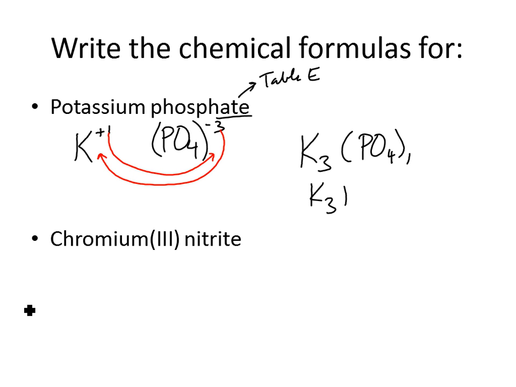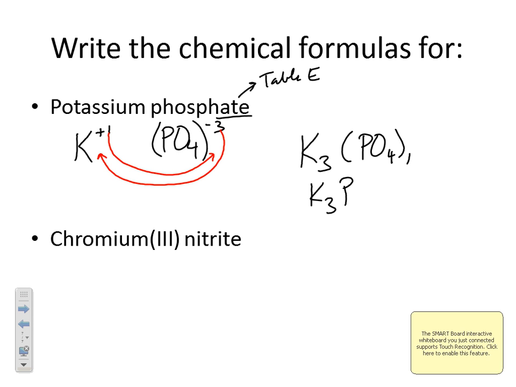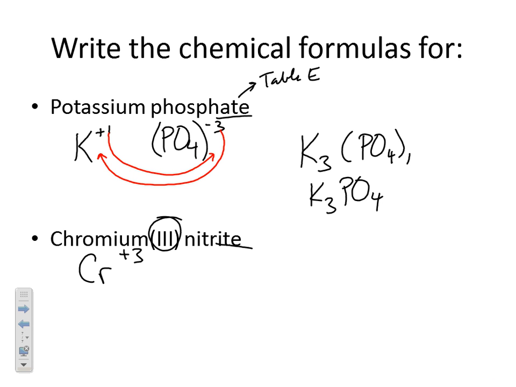And then the other one, chromium 3 nitrite. Let's just finish that up. K3PO4, right? Chromium 3 nitrite, write out the symbol and the charge. So chromium is Cr, its charge is plus 3. Again, how do I know that? Because that's the Roman numeral. Ends in ite, massive sign that you're looking to table E. So you look that up, that's NO2. I'm going to put it in parentheses. What's its charge? Its charge is negative 1.